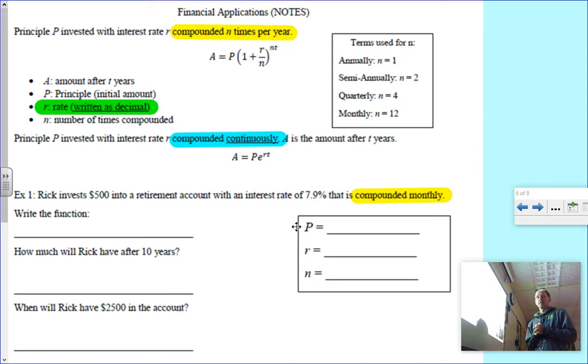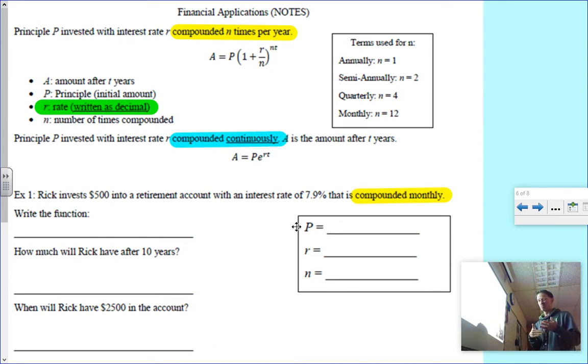All right, hello again, pre-calculus people. So we are continuing our series on exponential functions today. In the last video, we talked about some science applications, population growth, radioactive decay, and all that good stuff. And today, we're going to talk about some financial applications.